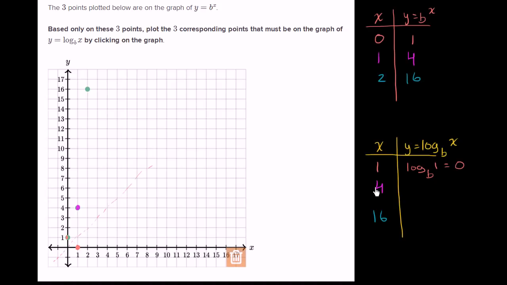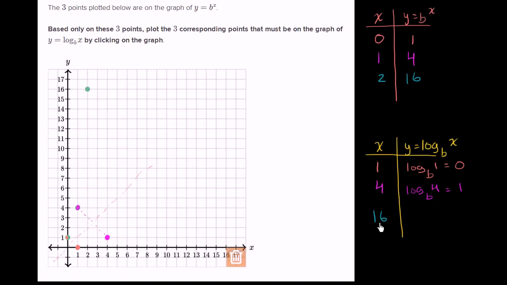Now let's look over here. When x is equal to 4, what is log base b of 4? What is the power I need to raise b to get to 4? Well, we see right over here, b to the first power is equal to 4. We already figured that out. When I take b to the first power, it is equal to 4. So this right over here is going to be equal to 1. So when x is equal to 4, y is equal to 1. And notice, once again, it is a reflection over the line y is equal to x.